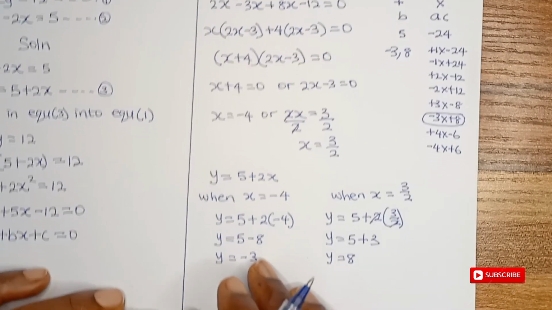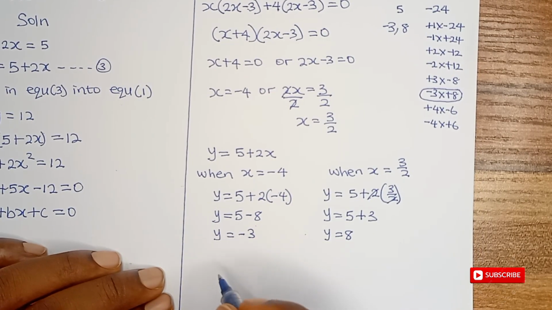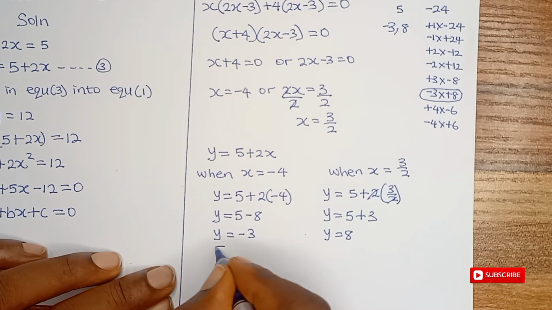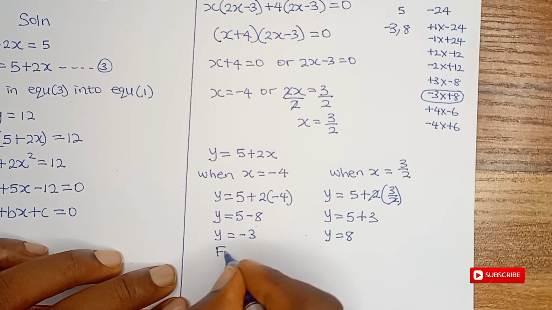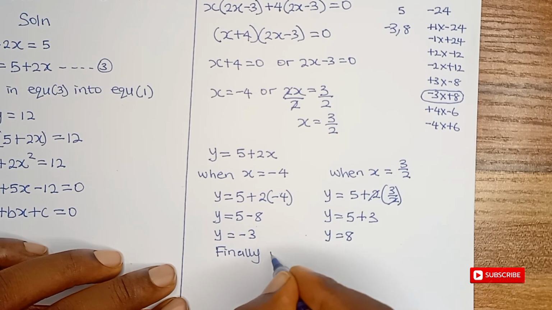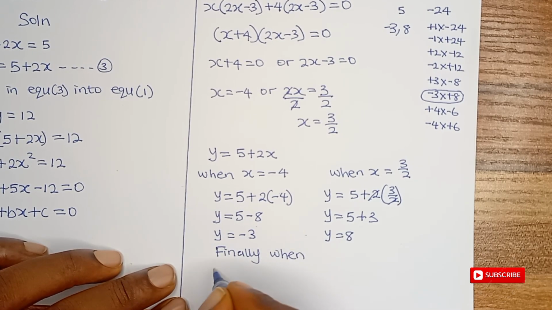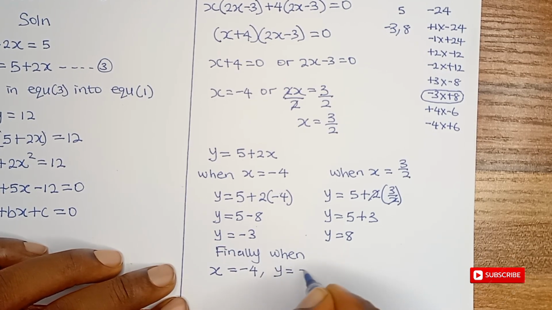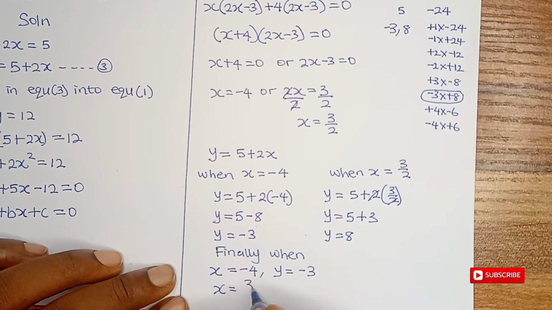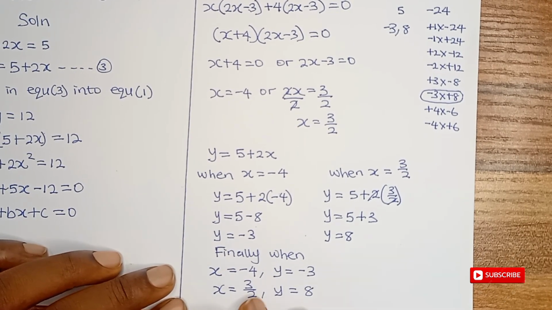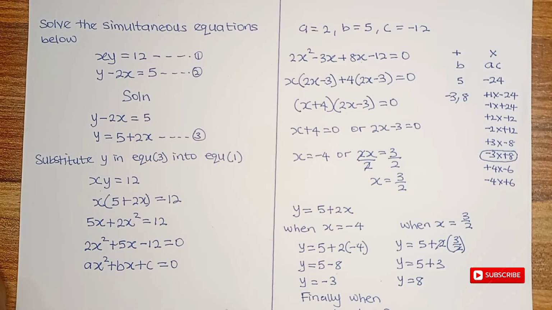So finally, when x is equal to minus 4, y is equal to minus 3. When x is equal to 3 over 2, y is equal to 8. So this becomes the final answer to this question.